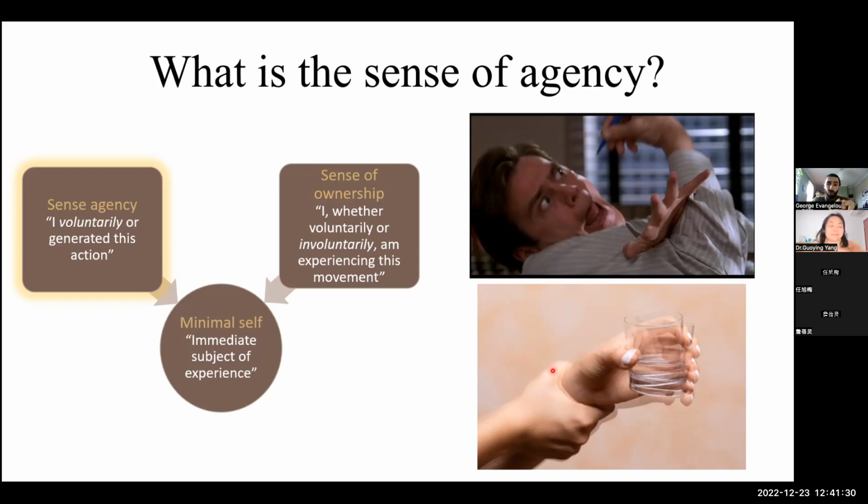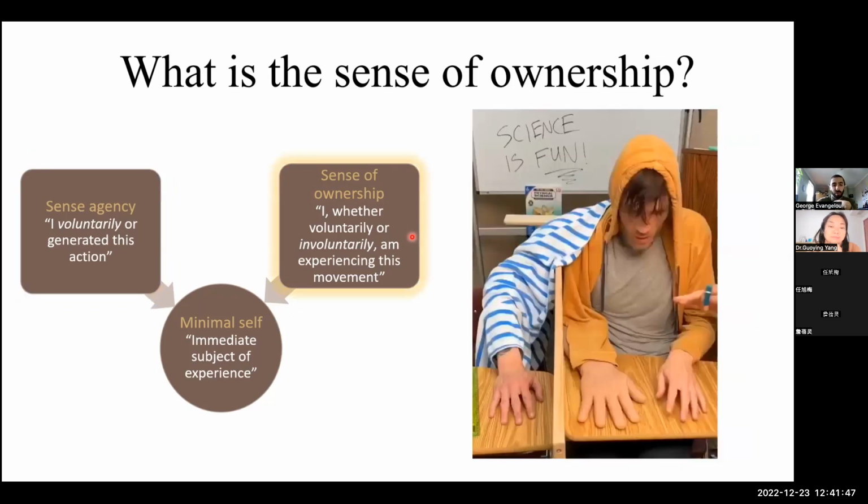And so control and causation are key factors here, where you can use involuntary movement to dissociate it from ownership. So where we have seen with ownership that I, whether voluntarily or involuntarily, am experiencing this bodily movement, as we saw in the previous slide, movement or sensation, where things are happening to this hand. It's not voluntary in any way. You're not acting in any way, but you are feeling that sense of ownership over the hand.